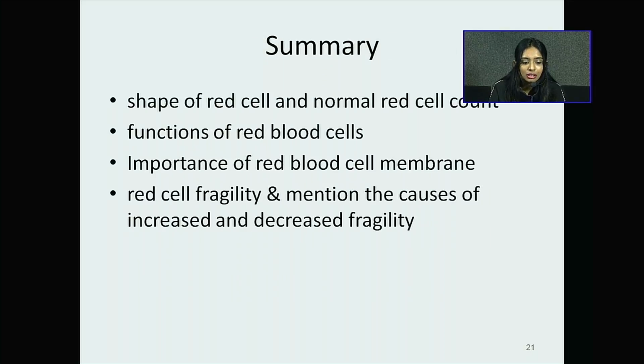So the summary: shape of red cells and normal red cell count, function of red blood cells, importance of the red cell membrane, red cell fragility, and causes of increased and decreased red cell fragility. So the red cell fragility mostly increases in conditions like thalassemia and hereditary spherocytosis.